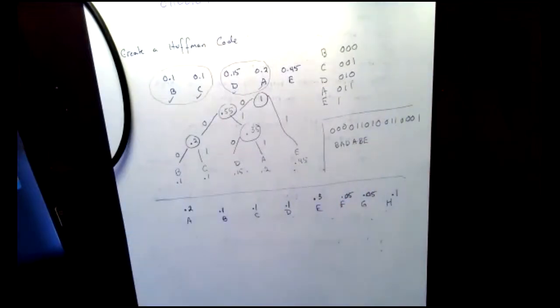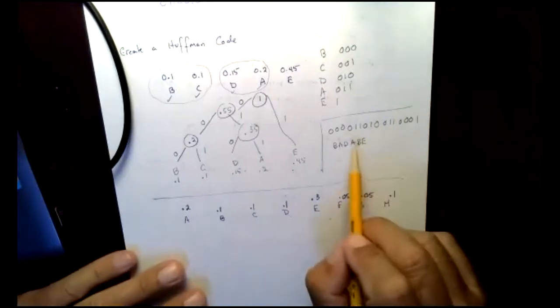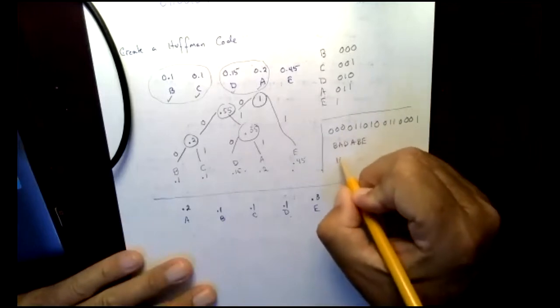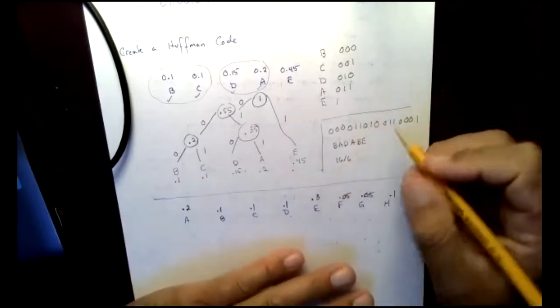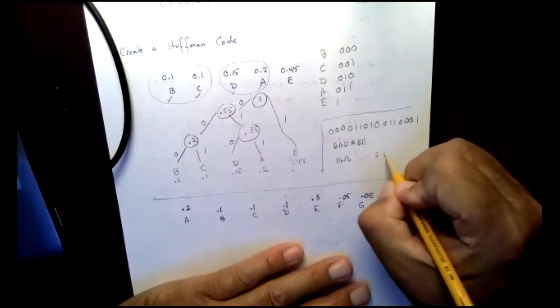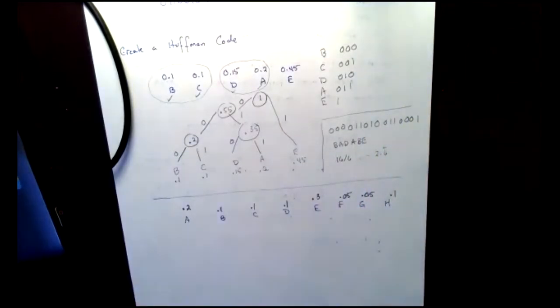Okay. Now, what's my average character length? Count all these up. What do you get? Sixteen. 2.6 for an average. What do you think? 2.6 for my average character length.